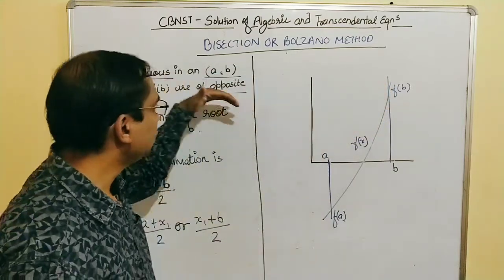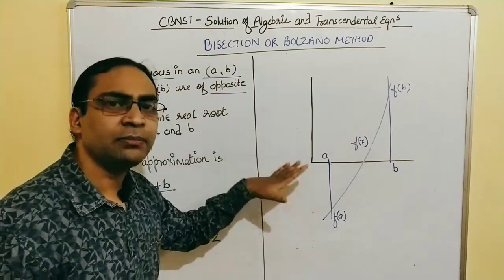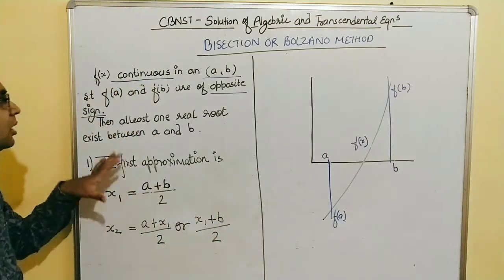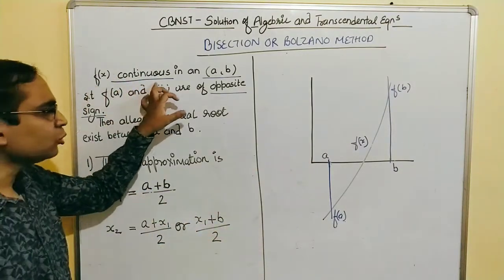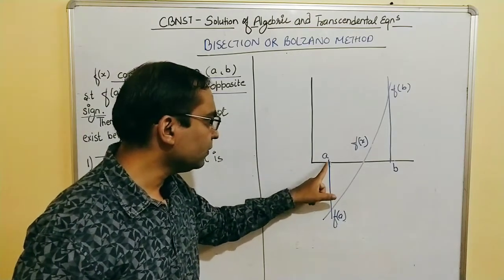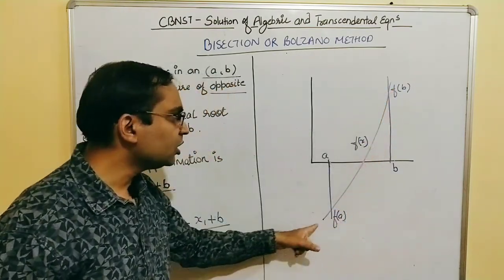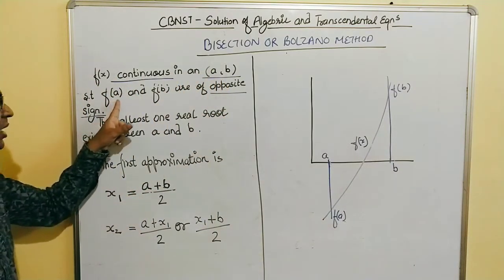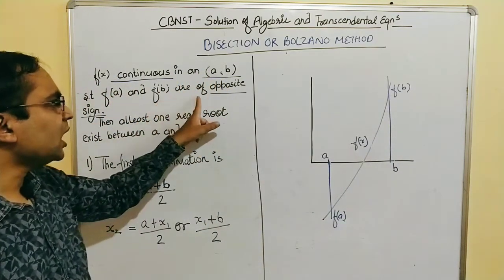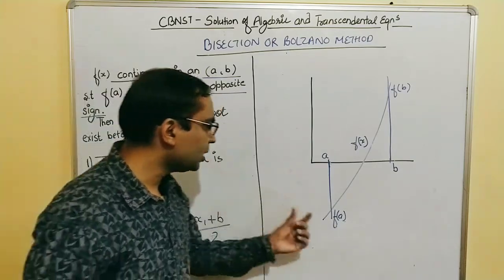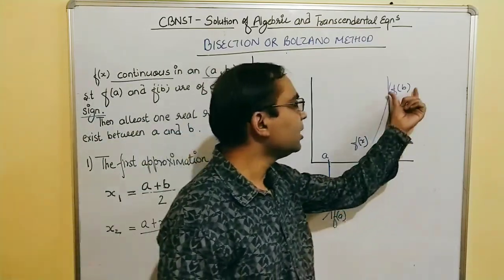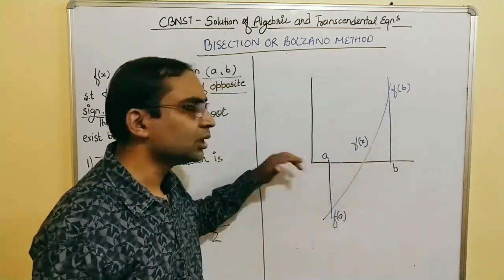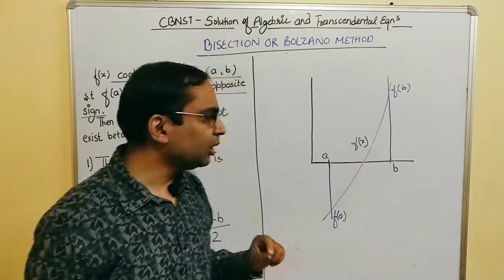So we can apply the bisection method on this particular curve, because it satisfies the primary conditions. What are the conditions? The function has to be continuous in [a, b]. From a to b the function is continuous, there is no gap. And f(a) and f(b) are of opposite sign. The value here is negative, and here it is positive, so they are on opposite sides of the x-axis. That is why we can apply it.